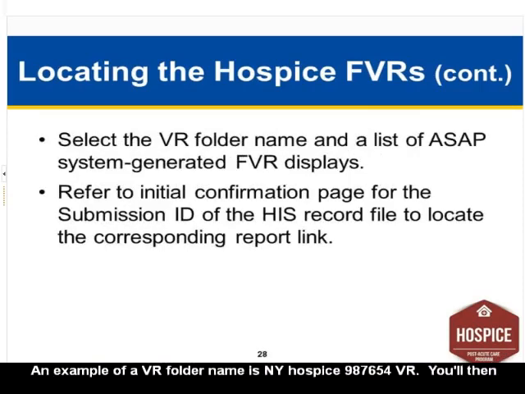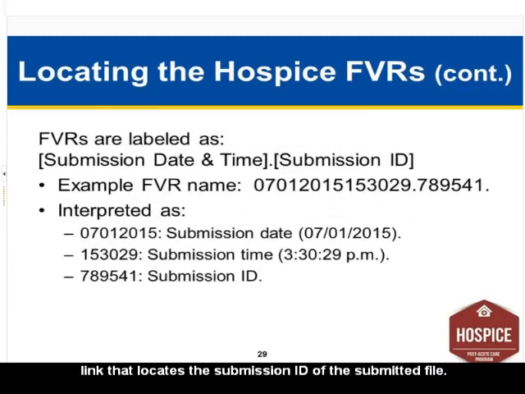You'll then select the VR folder name, and a list of ASAP system-generated FVRs displays in the right frame of the web page. Using the information from the initial confirmation page generated after submission of the HIS record file, locate the report link that contains the submission ID of the submitted file. The report names are formatted as submission date and time.submission ID.